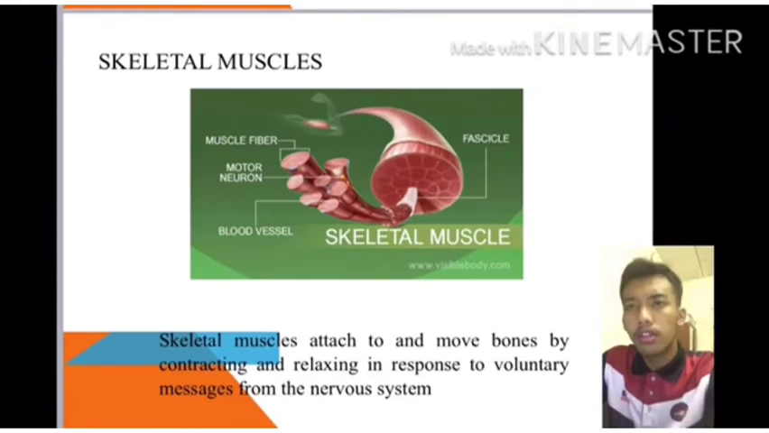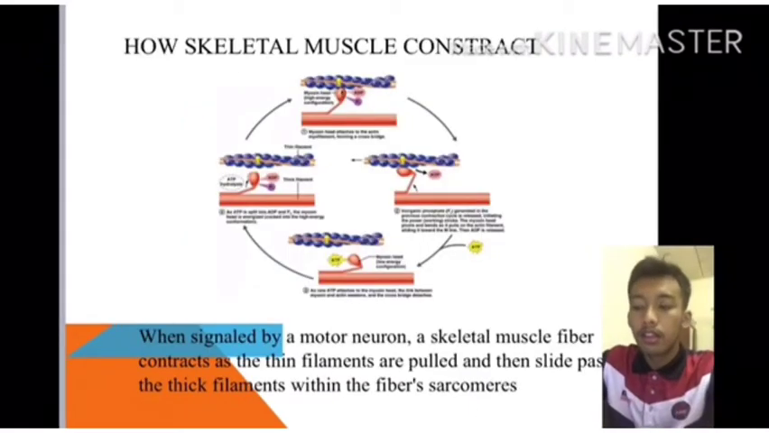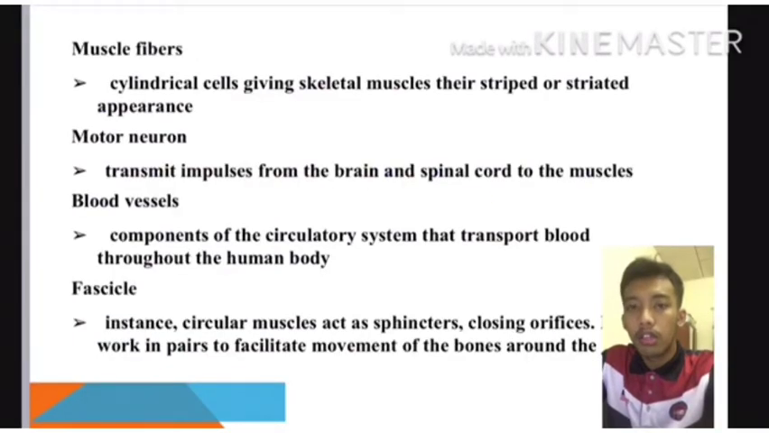Okay, the last one is skeletal muscle. Everyone knows skeletal muscle attaches to and moves bone by contracting and relaxing, responding to voluntary messages from the nervous system. How do skeletal muscles contract? When signaled by a motor neuron, a skeletal muscle fiber contracts as the thin filaments are pulled and slide past the thick filaments within the fiber sarcomeres. Muscle fibers are like cylindrical cells, giving skeletal muscle its striped or striated appearance.